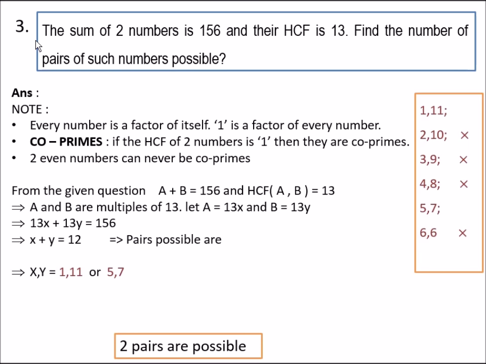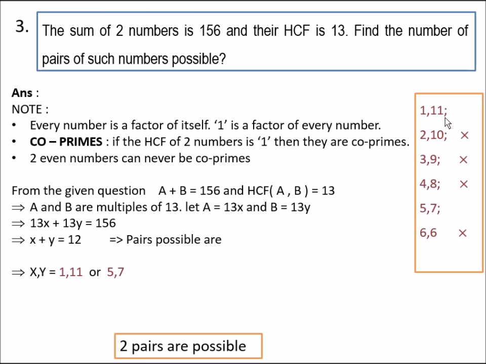And coming to the third question, the sum of two numbers is 156 and their HCF is 13. Find the number of pairs of such numbers possible. We know that every number is a factor of itself, that is, 1 is a factor of every number. Before going to answer this question, first we need to know about the coprimes. If the HCF of two numbers is 1, then they are coprimes.